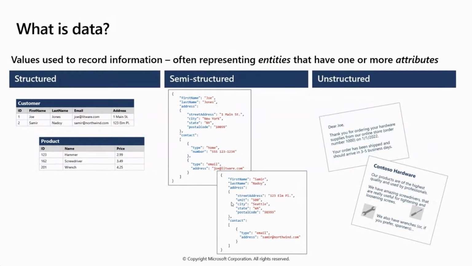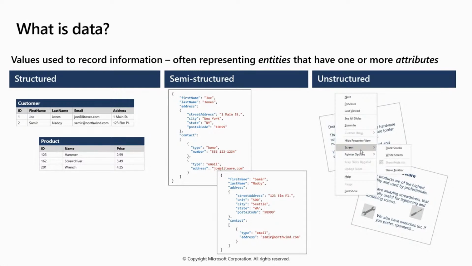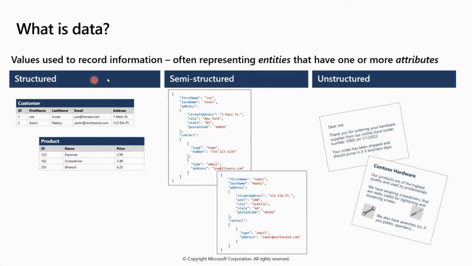So generally, what is data? Data is nothing but organizing any information in a correct manner, so that you can present it as information. This data will be of different types: structured, semi-structured, and also unstructured.